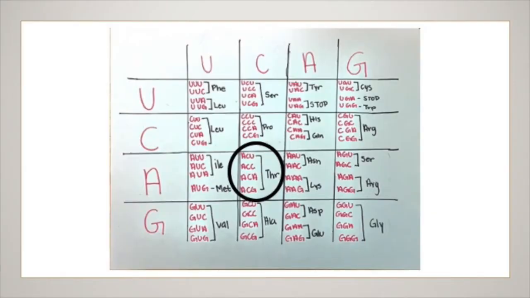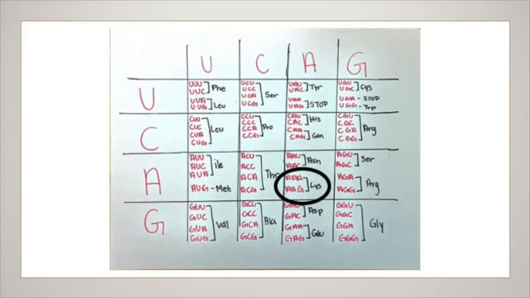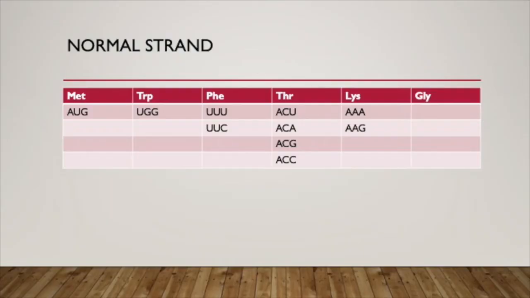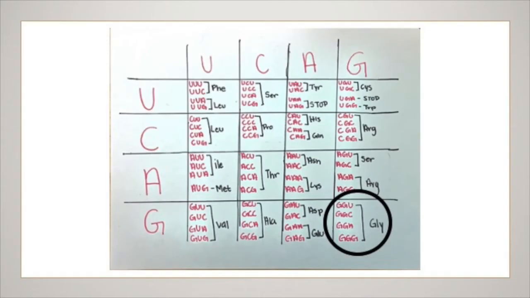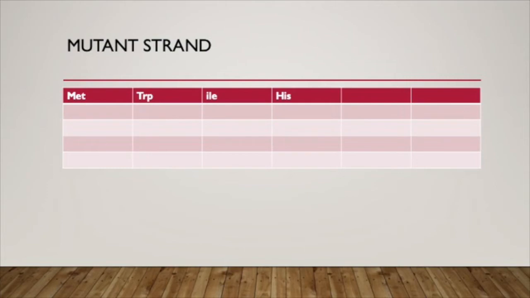Threonine's codons are ACU, ACA, ACG, and ACC. Lysine codes for AAA or AAG. Our last codon, glycine, codes for GGU, GGC, GGA, and GGG. Now try to find the codons for the mutant strand using the codon table.